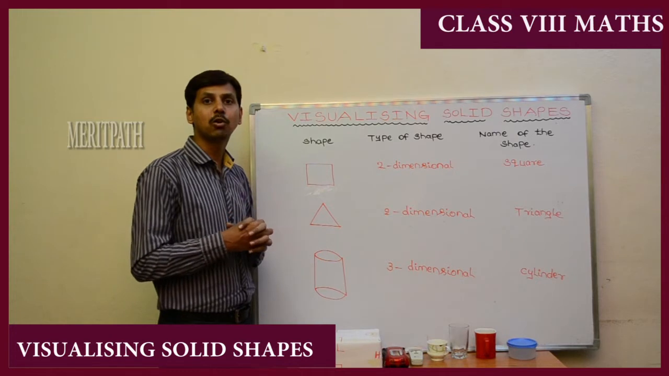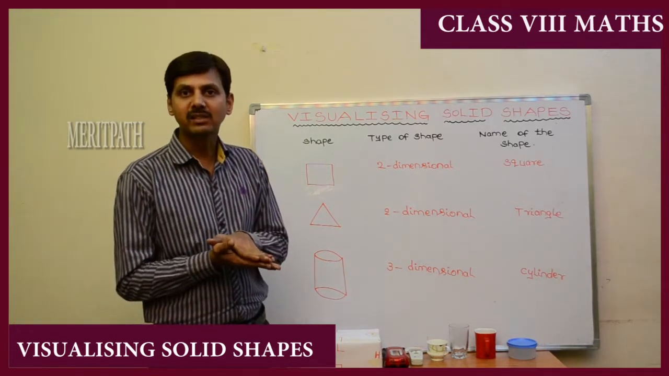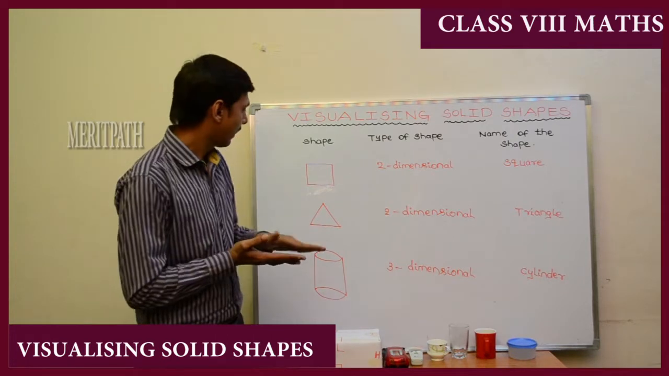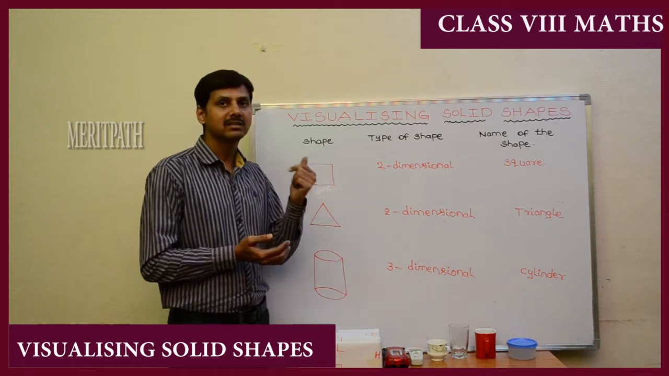And when we draw a triangle, it has base and height. In the two measurements we can measure this. So it is a two-dimensional shape, a triangle.